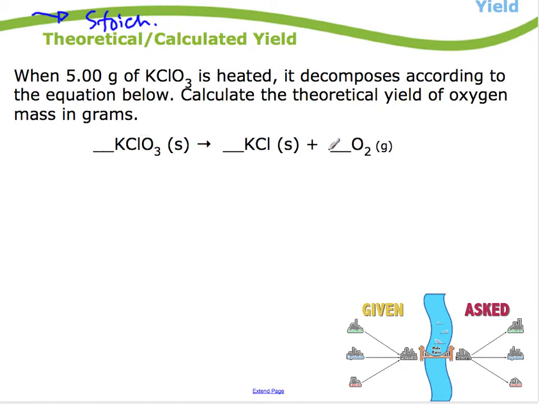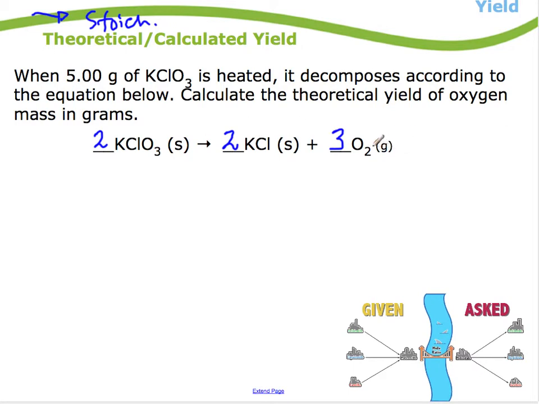Okay, I've got an equation. Let's balance it. Oxygens are out, so maybe we should make them a common denominator. So that's 6 oxygens there, 6 oxygens there. We're good. Oh, but I need 2 potassiums and 2 chlorines there. Balanced. So I have a balanced chemical equation.